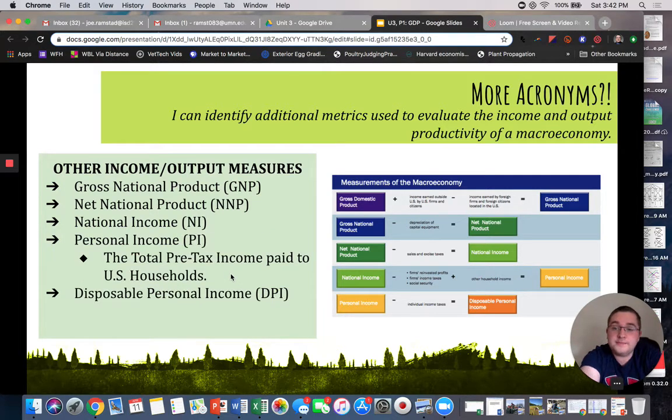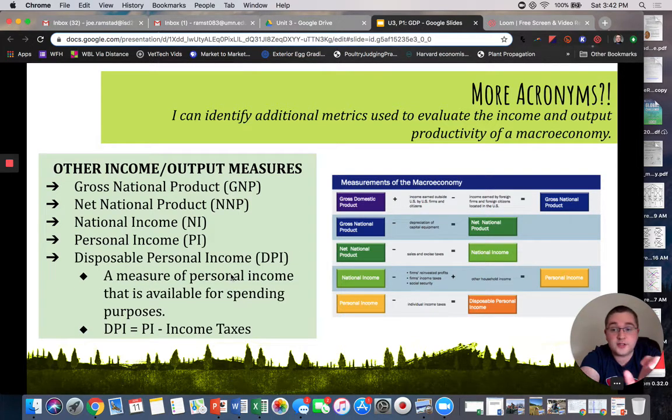Fourth, personal income. This is simply the total pre-tax income paid to U.S. households. And then disposable personal income is your personal income minus the income taxes that you have to pay. More to come on taxes in a later lecture.